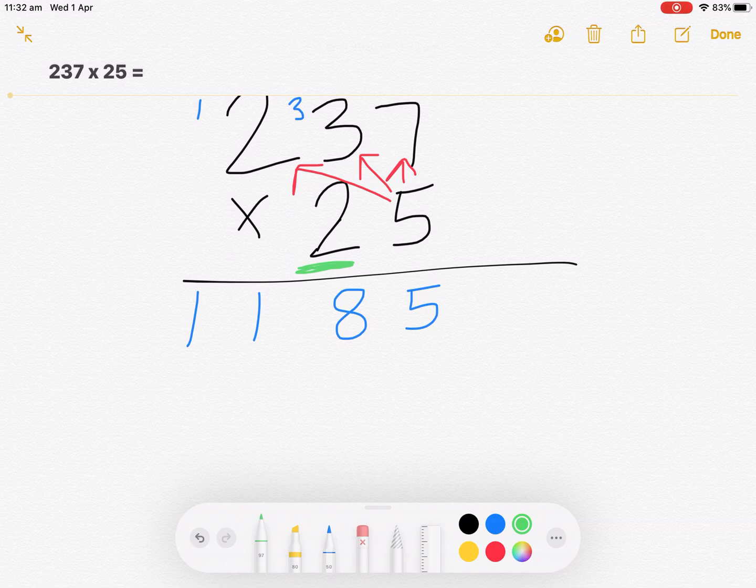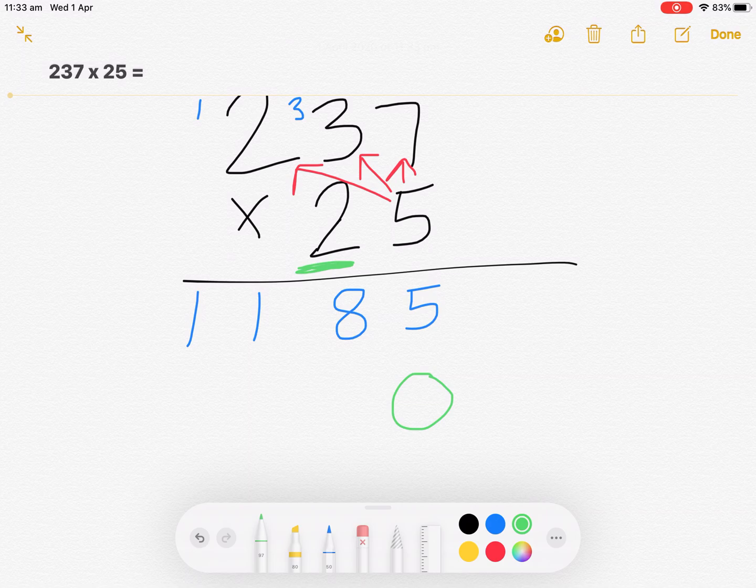Now, when we are multiplying by our 2 here, we need to remember that we're actually multiplying by 20. The 2 in 25 is worth 20. It's in the tens column. So before we start doing any of our multiplication work, we're going to put down a 0. Because everything that we multiply by 2 here, we want to make sure that it's actually multiplied by 20. So we add on that 0 at the end to signify that we're working in the tens with our 20.